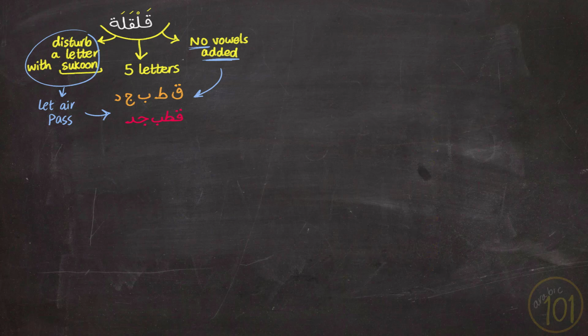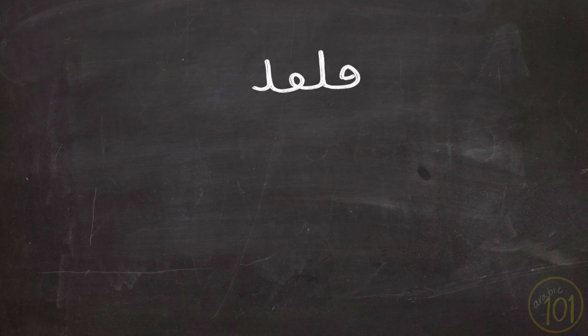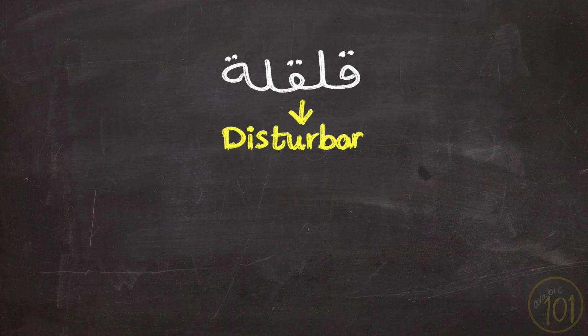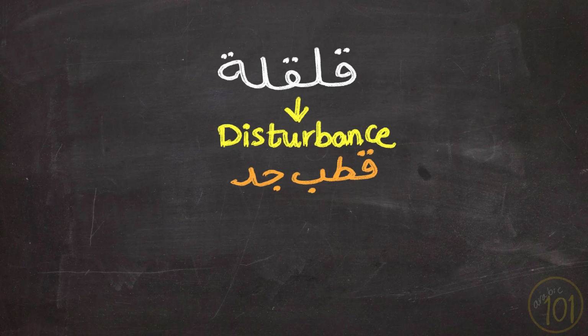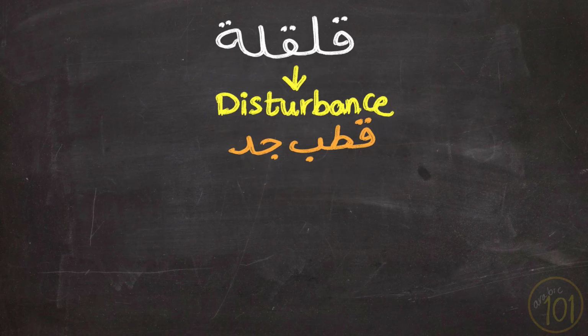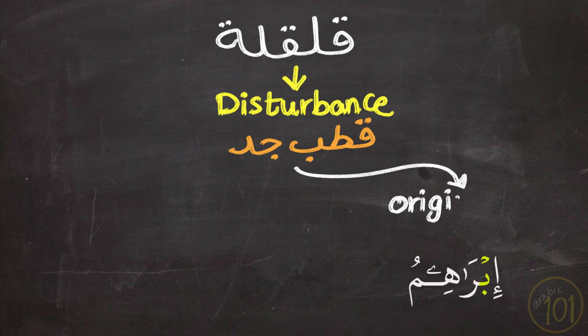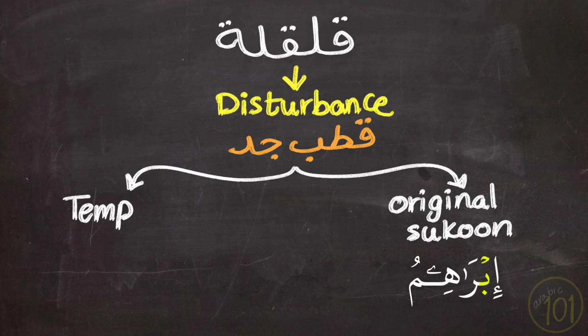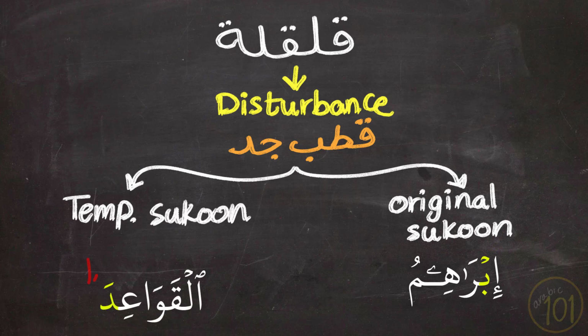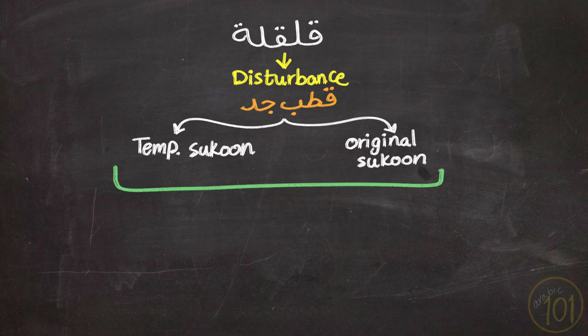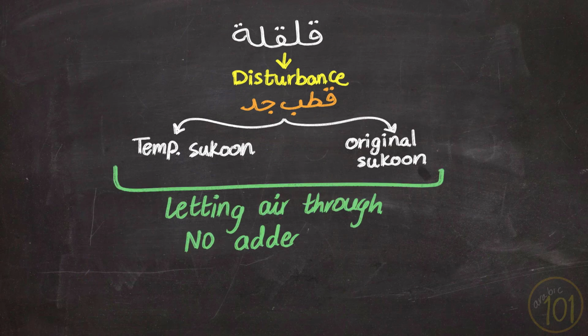So Qalqalah is a disturbance added to the letters qatb jad. So the qaf, ta, ba, jim, and dal. When they have sukoon, they can have an original sukoon with a sign, or it could be a temporary sukoon when you stop at a word ending with one of these letters. Qalqalah is releasing the air trapped when you try to apply sukoon to these letters.